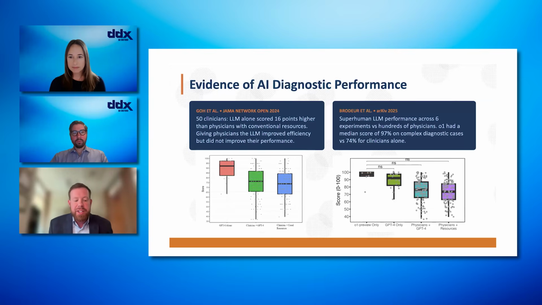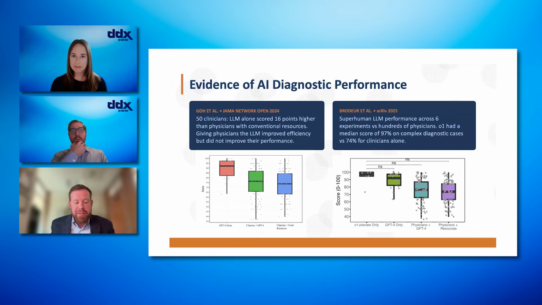They studied 50 clinicians and their performance on complex diagnostic tasks and found that the LLM alone, or the AI alone, scored 16 points higher than physicians who were working with conventional resources. So that could be anything like UpToDate, even Google, anything that they wanted to use. When they gave physicians access to the LLM, it improved their efficiency in getting to the right answer, but did not improve their diagnostic accuracy. The LLM was already performing at or above the level physicians could reach on their own.